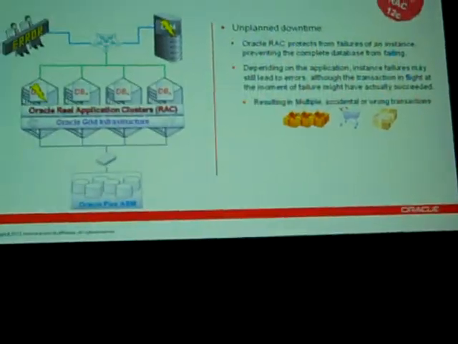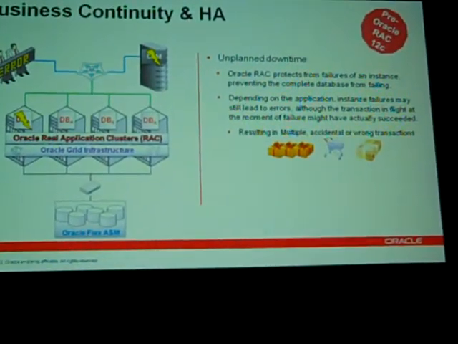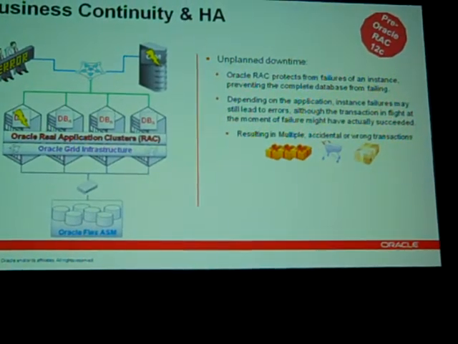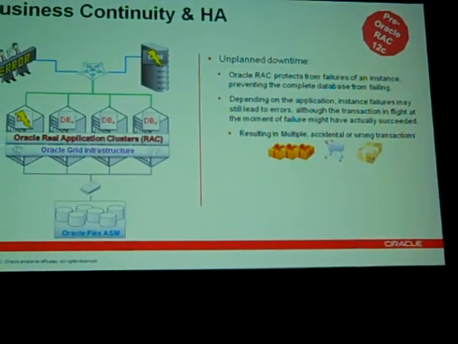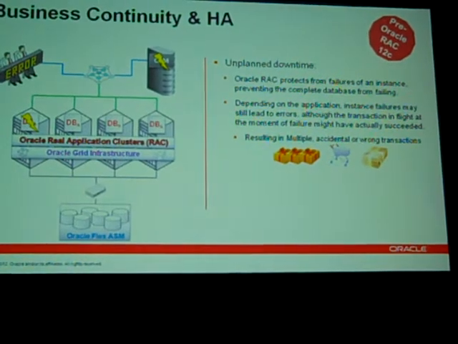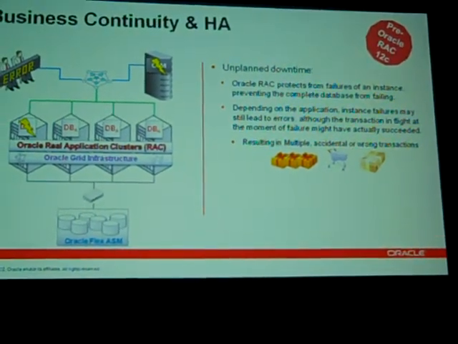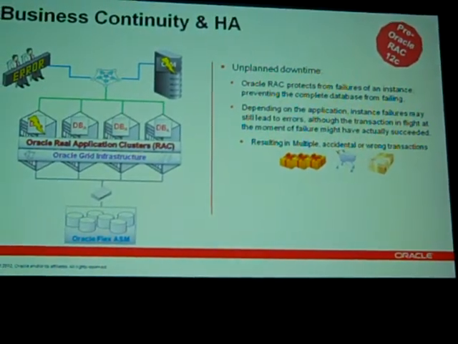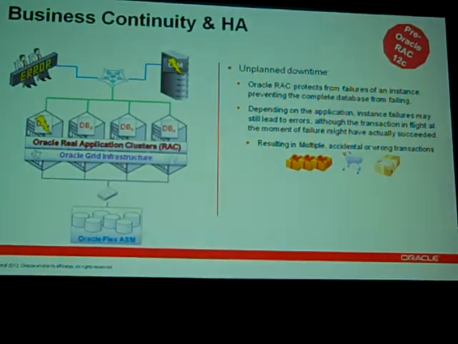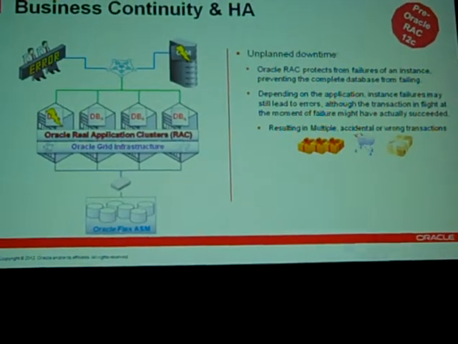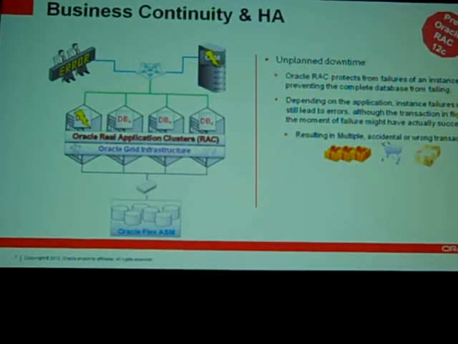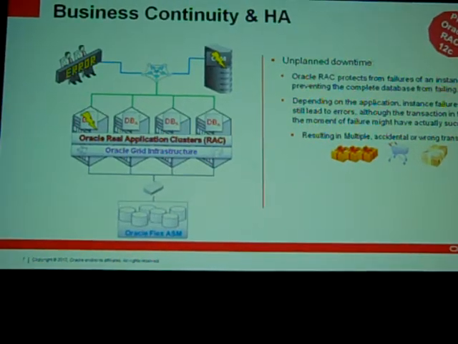Now, if we break a transaction while it is actually in flight, this can result in multiple orders, for example. So you get 20 pairs of socks even though you had ordered only one. Accidental orders, you get the wrong size, the wrong color, which is sometimes funny. Or a wrong order, you don't get socks, you get stockings instead of socks.